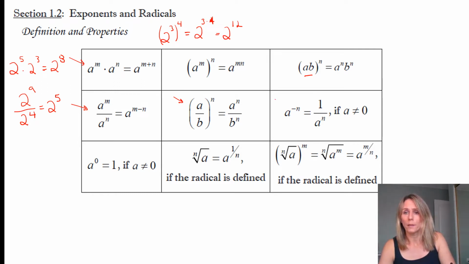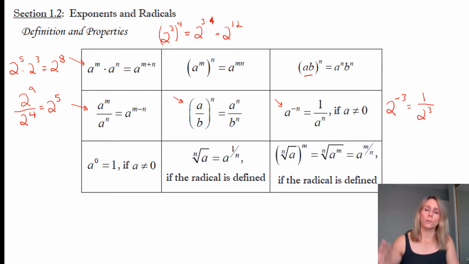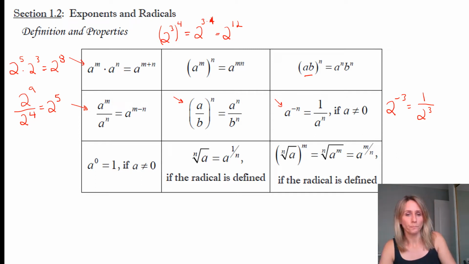A very helpful one is taking something, it can be a variable, it can be a number. Raising it to a negative power is the same as taking the reciprocal. So for example, if I have 2 to the negative 3, that can be written as 1 over 2 to the 3rd. So what that does is it gives you a positive exponent. Sometimes, that's helpful since they're equivalent to use it with the positive exponent.